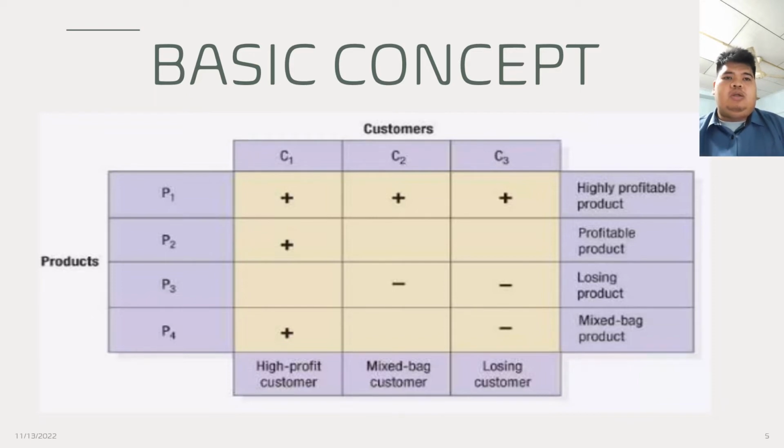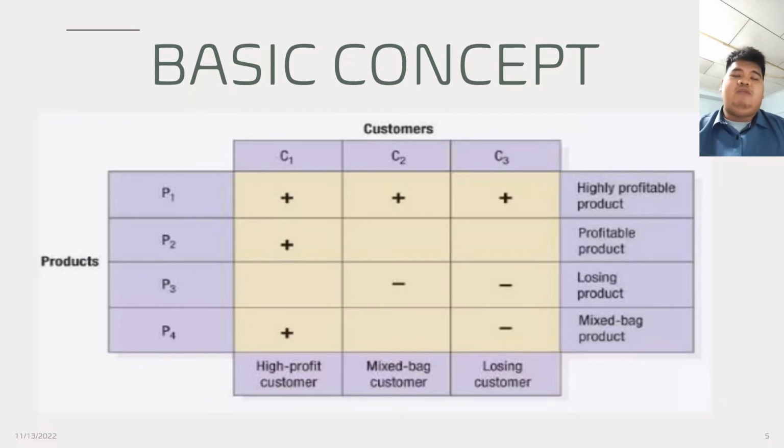So customer 1 is the customer that we want, because he or she buys products that are profitable to us. Customer 2 yields a picture of mixed profitability, because he buys 1 profitable product and 1 unprofitable product. And customer 3 is a losing customer, because he buys 1 profitable product but also buys 2 unprofitable products.